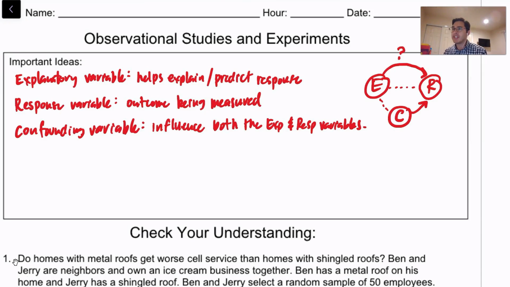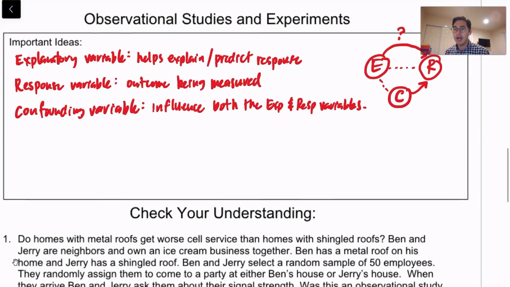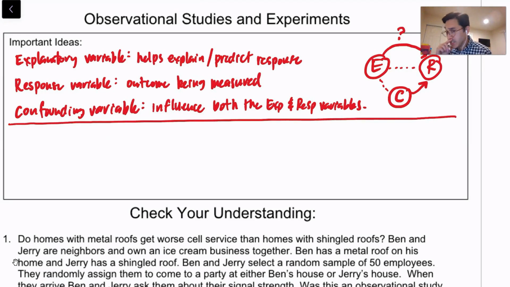So the rest of our important ideas are going to be more or less definitions. Okay. So we were debating at the very beginning, what type of study was this? Was it observational or was it experimental? Okay. And so the big difference between the two is that in an experiment, we impose treatments, and in an observational study, we do not. Let's kind of separate these ideas here.